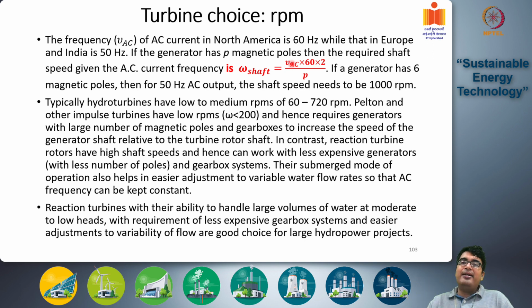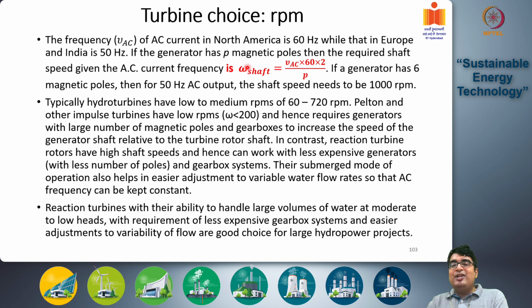So suppose your AC current is 50 Hertz, and you are using a 6 pole generator. So this is 6, this is 50. 60 by 6 is 10, so 50 into 10 into 2, so this becomes 1000 RPM, okay. So your generator shaft speed is fixed, given a 6 pole generator and your specific AC current frequency requirement, your generator shaft speed is fixed.